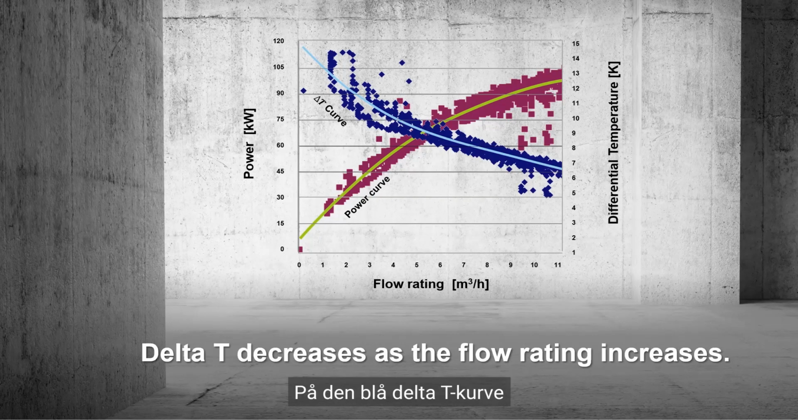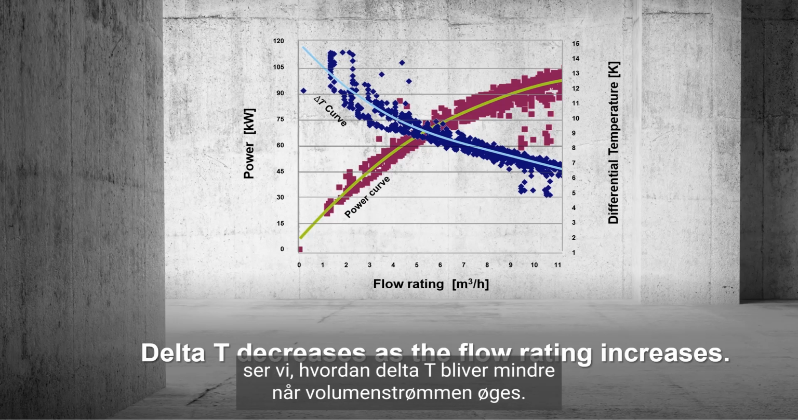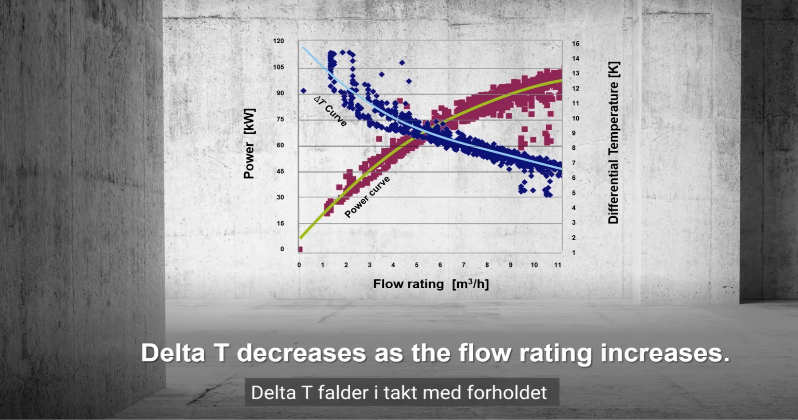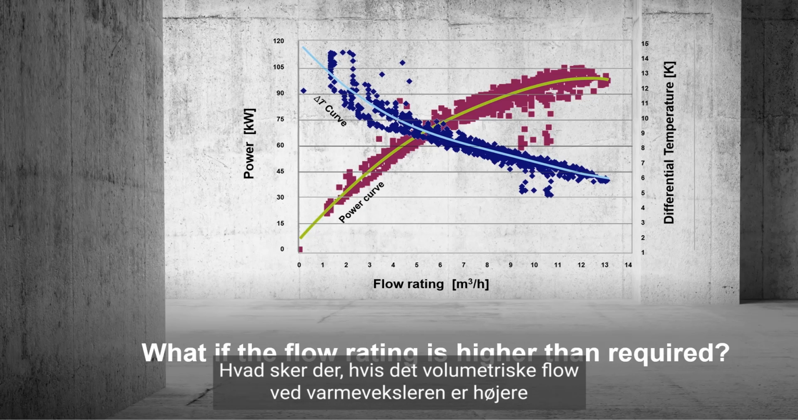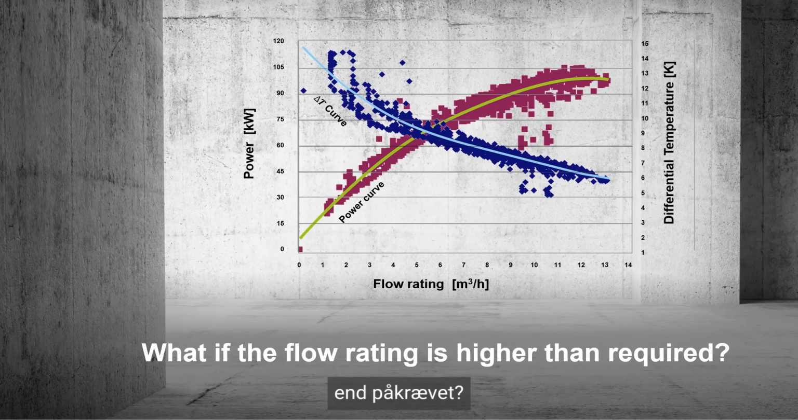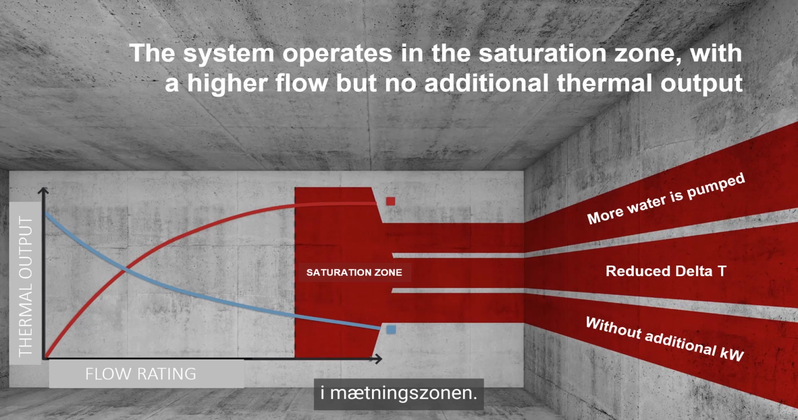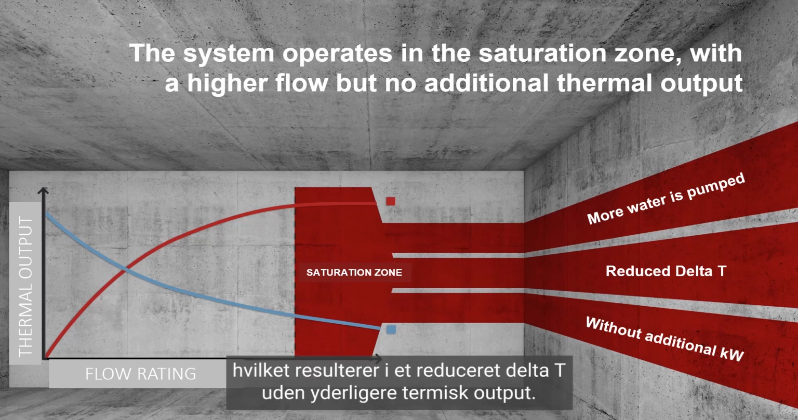On the blue delta T curve we see how the delta T becomes smaller as the volumetric flow increases. Delta T decreases as the flow rating to power ratio decreases. What happens if the volumetric flow at the heat exchanger is higher than required? The heat exchanger is now operating in the saturation zone. The flow rating is higher than required, resulting in a reduced delta T without additional thermal output.